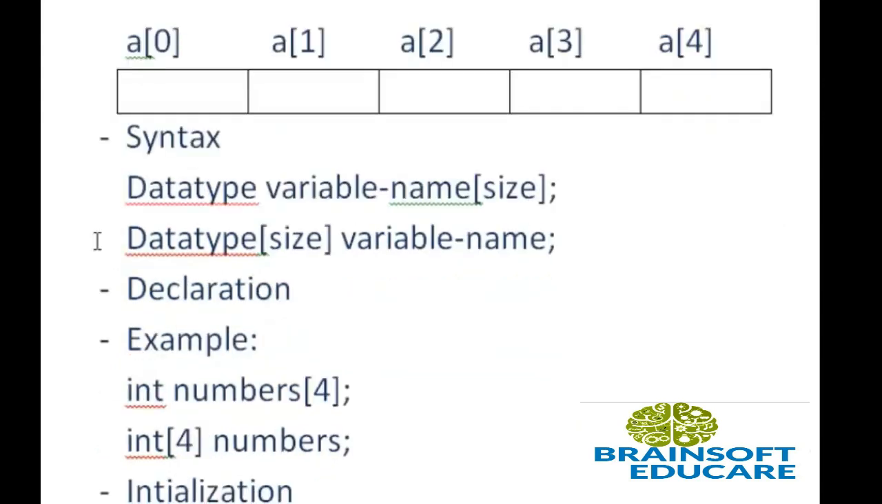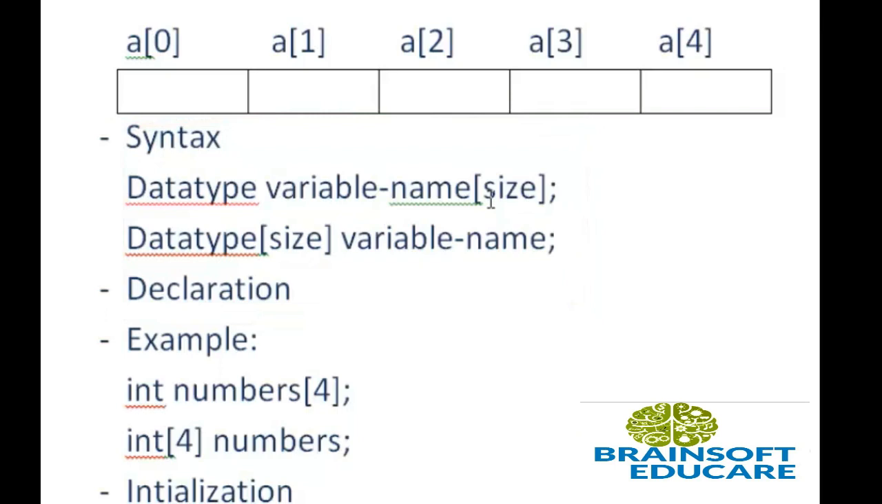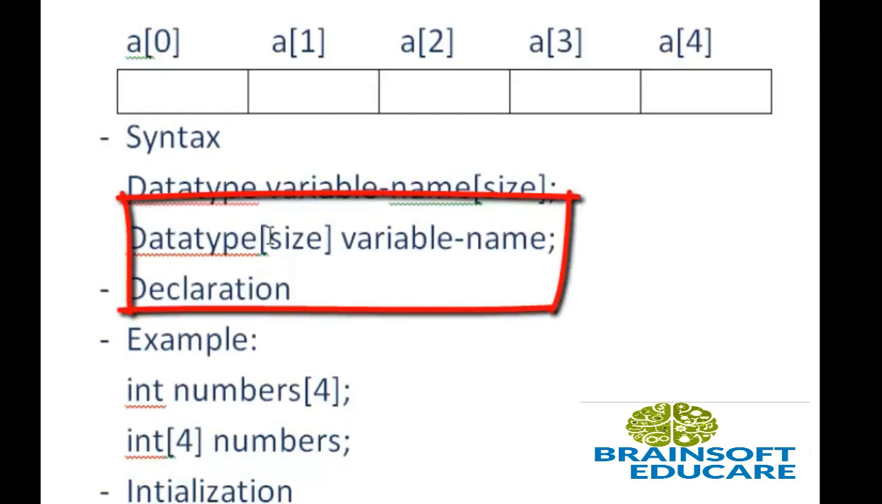Syntax of one-dimensional array: data type, variable name, size in square brackets. Here data type is the type of array, variable name refers to the name of array, and size refers to the total number of elements in the array. We can also write the syntax like this: data type, size, variable name.